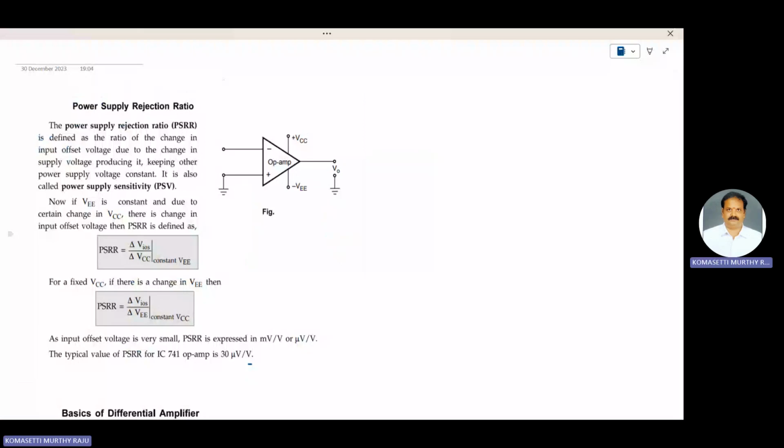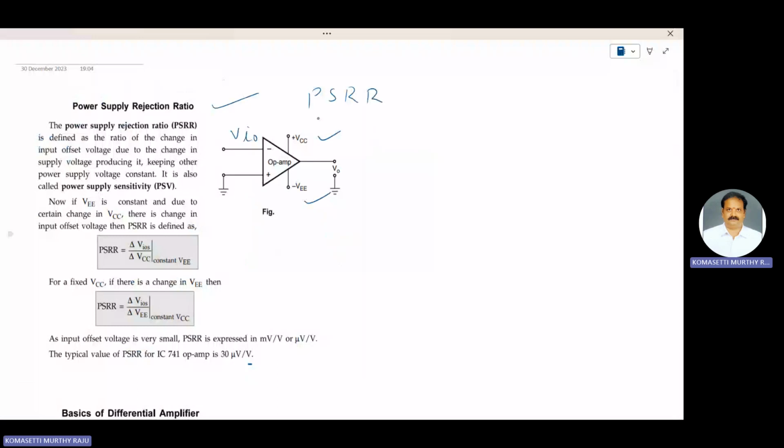The next parameter of the operational amplifier is power supply rejection ratio. Here two power supplies are there, plus VCC and minus VEE. Consider input offset voltage VIO at the negative terminal of the op amp, that is the inverting terminal. The positive terminal, the non-inverting terminal of the op amp, is connected to ground.